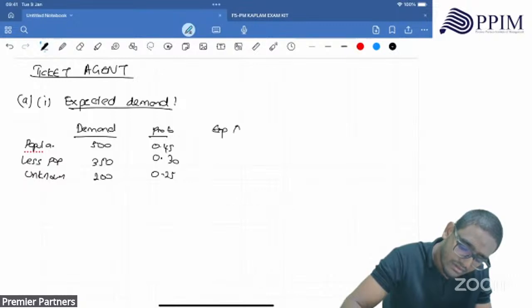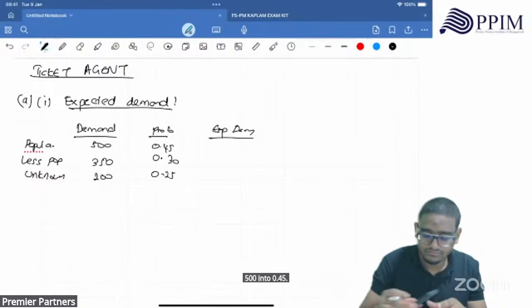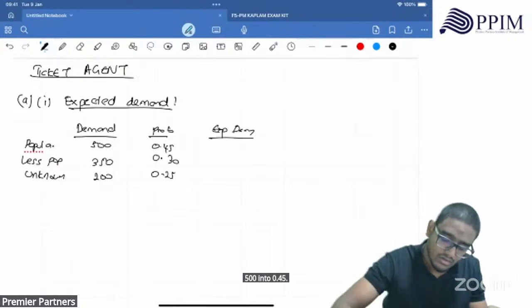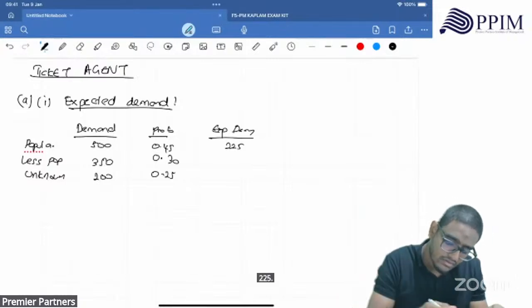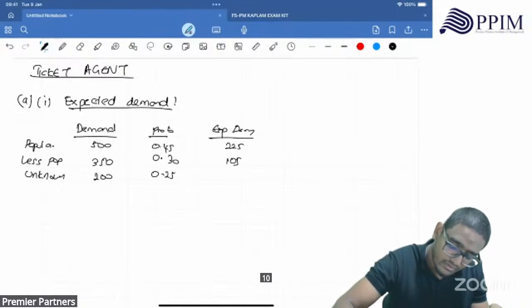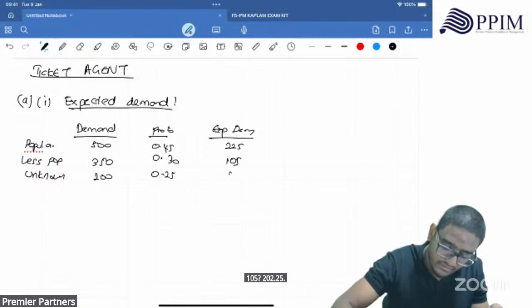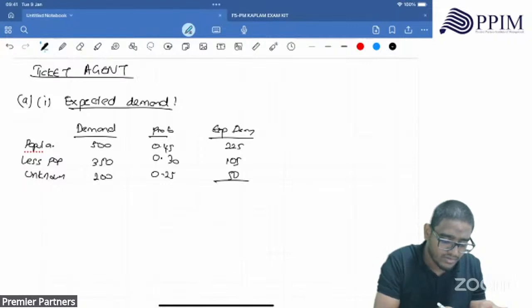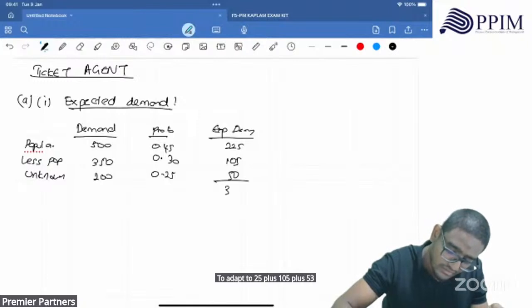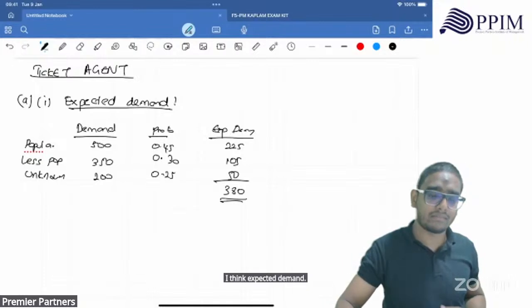Expected demand: 500 into 0.45, 225. 350 into 0.3, 105. 200 into 0.25, 50. So add up 225 plus 105 plus 50, 380. I think expected demand is 380.